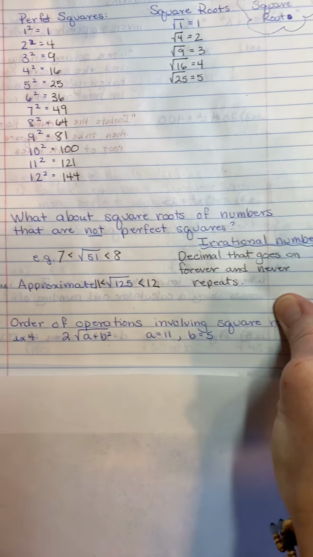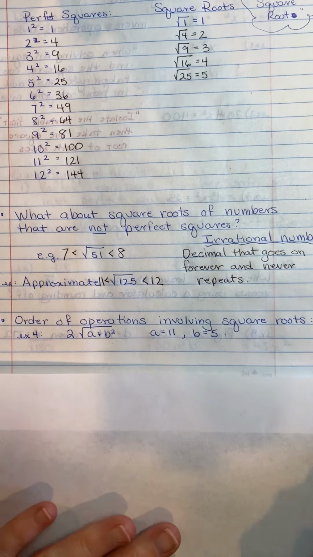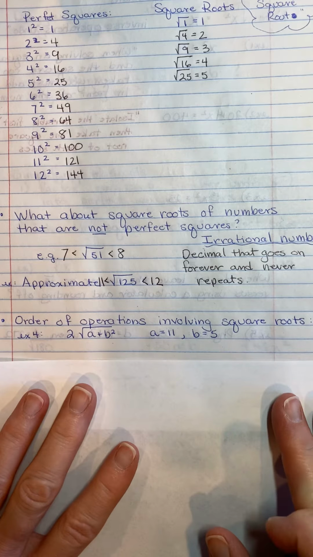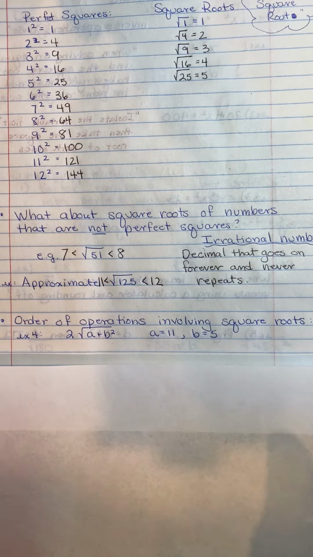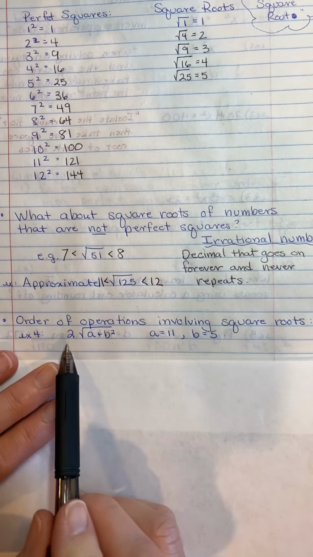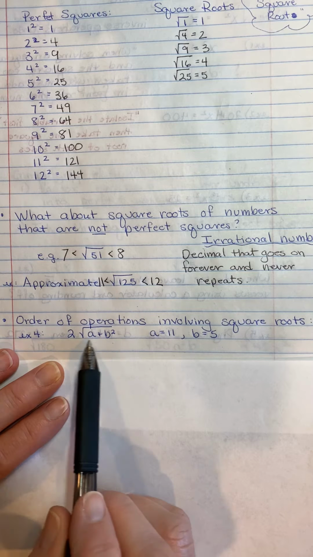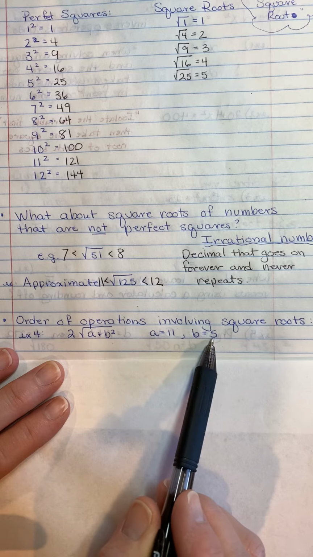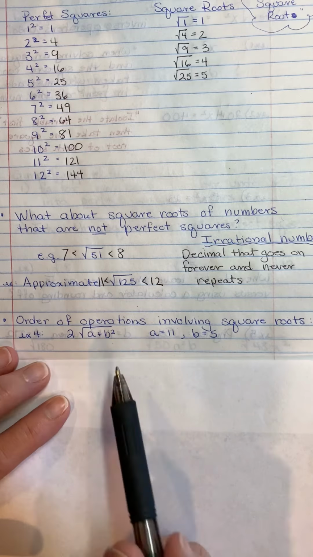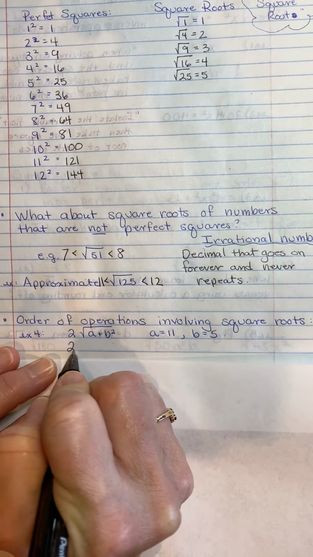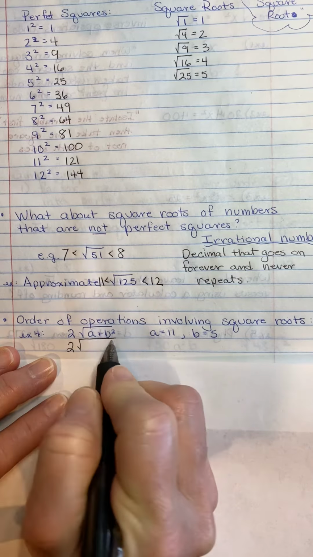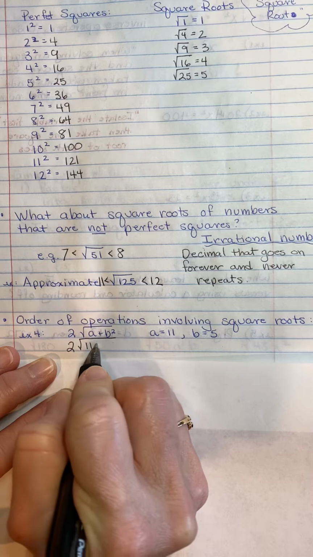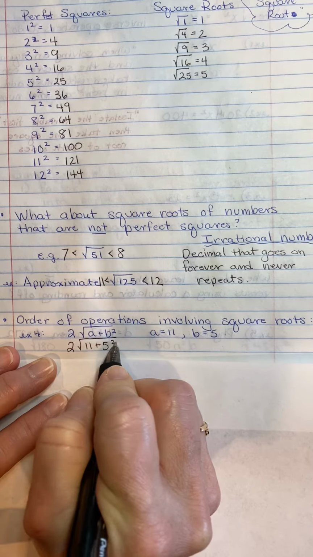So we know the order of operations, PEMDAS, please excuse my dear Aunt Sally, or parentheses, exponents, multiply and divide, add and subtract. If we wanted to evaluate this expression, given A is 11 and B is 5, this is how we do it. We have 2 square root of a plus b squared.